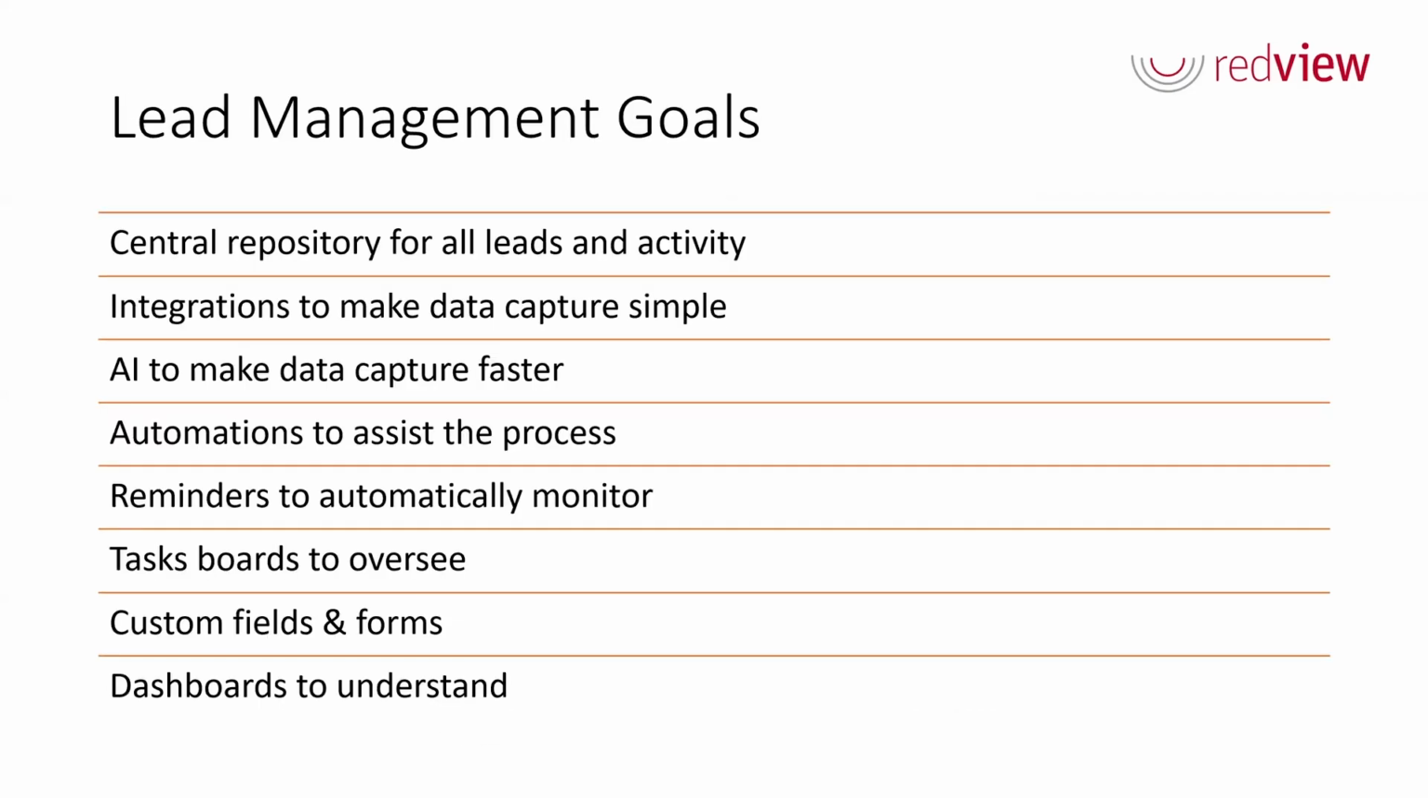So if we look at then lead management, the first goal is to have a central repository for all leads and activity. So anyone working on a lead can see it, all the information in one place. And this is particularly useful where there's job sharing or multiple people working on an opportunity. The second goal is to really make the data capture as simple as possible. So we've built integrations in a number of areas to make sure that we can capture information and don't have to rekey information that's already been keyed. And then now we've started to incorporate AI into the process so we can make that even faster.